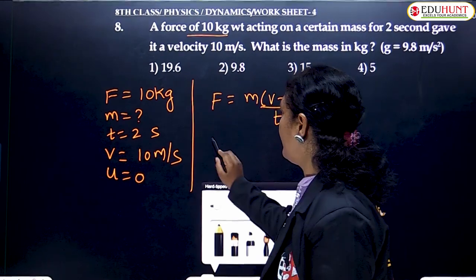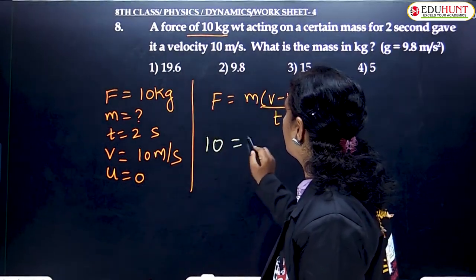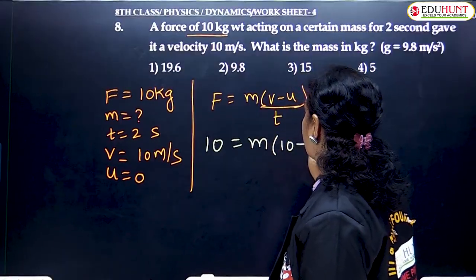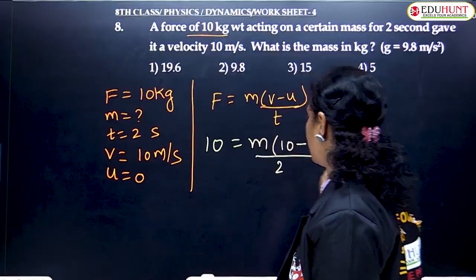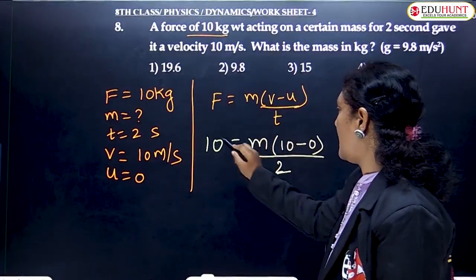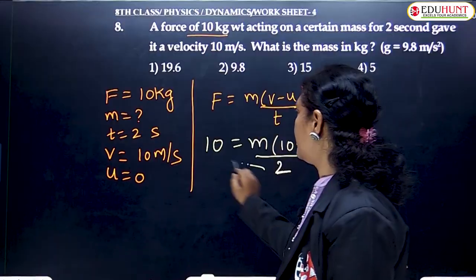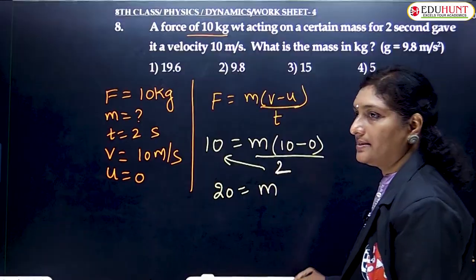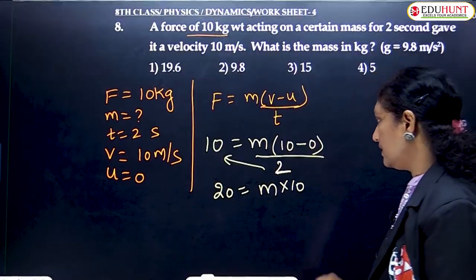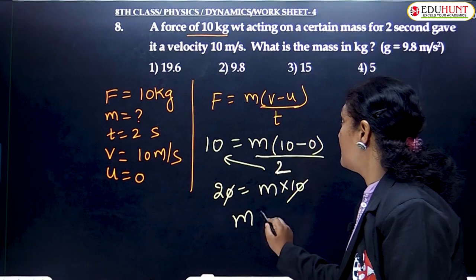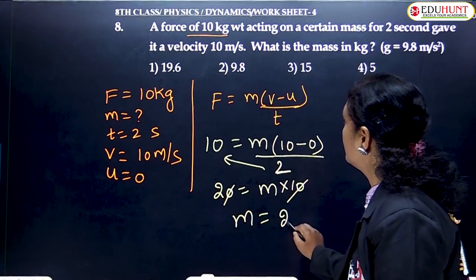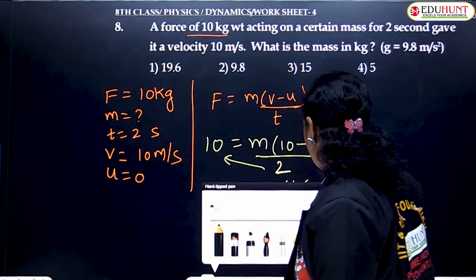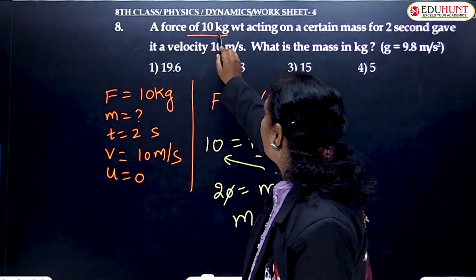So here substituting, F is written as 10 kg equals mass is unknown, velocity is 10, initially 0 and time was 2 seconds. So bring this to the other side, then how much it will be, children? Bringing this to the other side, 20 equals M into (10 minus 0), which is 10, M into 10. This 0 and this 0 get cancelled, hence the mass is found to be 2 kg.